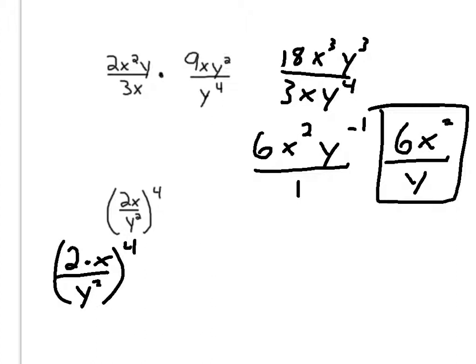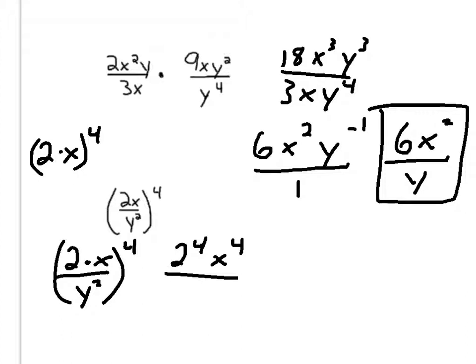Reason is because if I'm looking at the top, it looks like this, 2 times x to the 4th power. And remember our multiplication rule. Our multiplication rule says that we have to apply the power to each part of these since we're multiplying together. So the top is going to become 2 to the 4th times x to the 4th. And the bottom, we've got y squared to the 4th power.